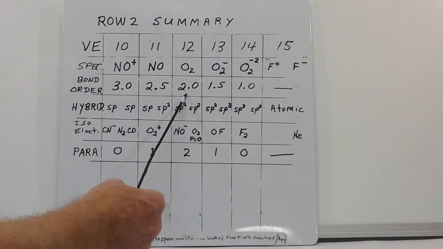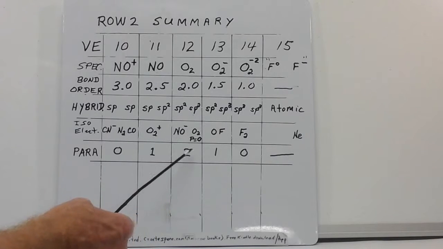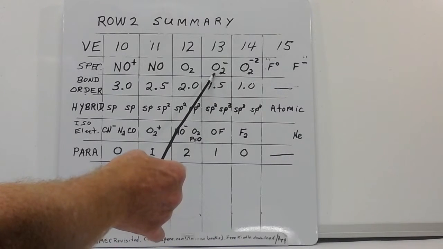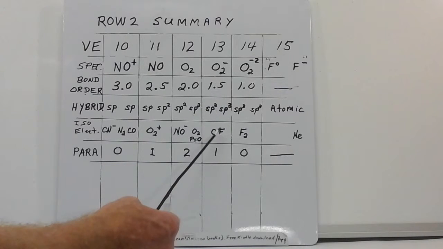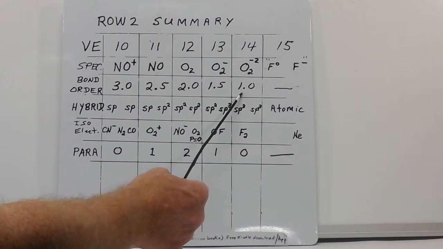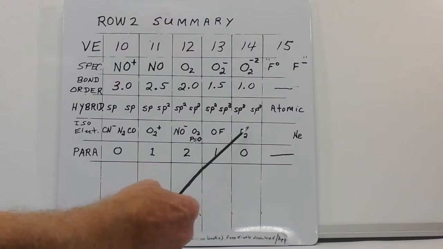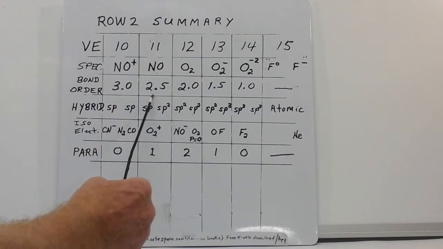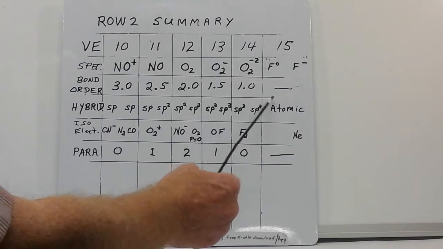Then we'll go to oxygen O2, where we have the bond order 2.0, and in one form you have two unpaired electrons. This is the ground state, and then you also can have an excited state for oxygen where the number of unpaired electrons is 0. Then we have O2 minus, the bond order is 1.5. Again, there's one unpaired electron, paramagnetism is 1. The F2, the bond order is 1, and there's 0 unpaired electrons. So you can see the sequence here for the bond order 3, 2.5, 2, 1.5, 1.0, and then you have atomic.